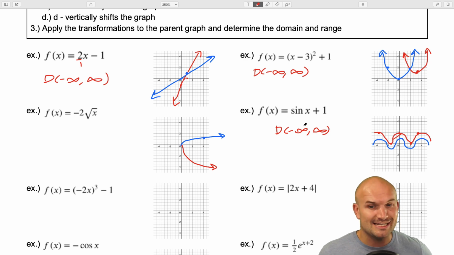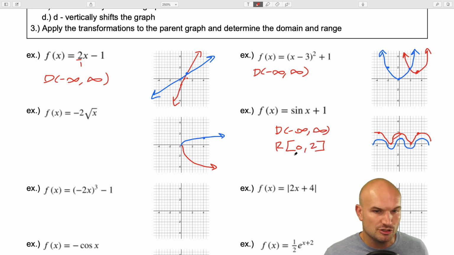If we look at the range here, you can see that this graph is bounded, right? It has an absolute minimum and an absolute maximum. So the range here is going to be from 0 to 2. And both of those values are included.